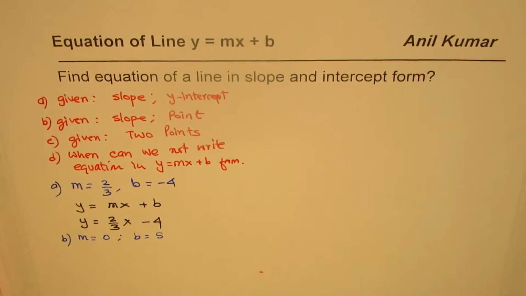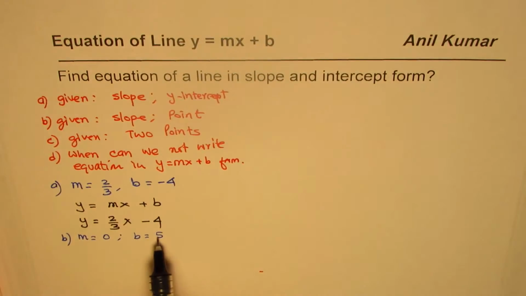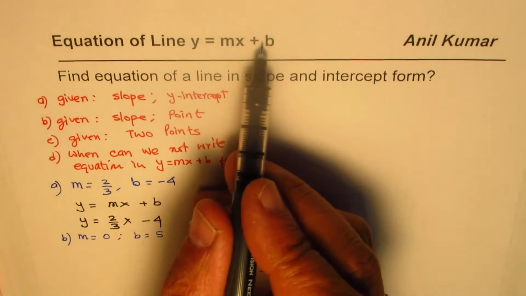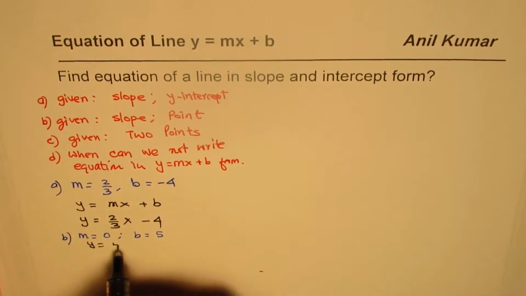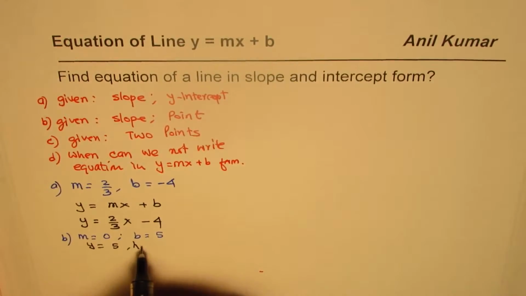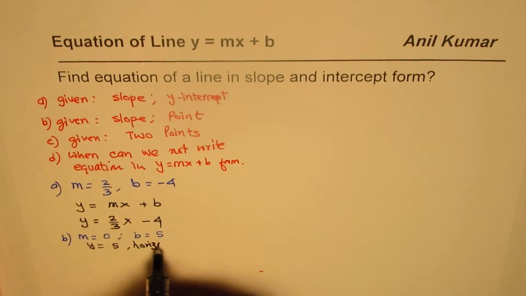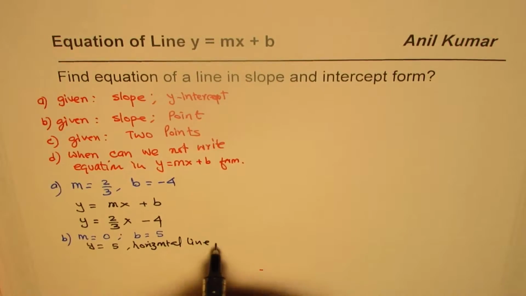In that case, the equation should be what? Okay. If slope is 0, the first term will be 0, y-intercept is 5, so we get y equals to y-intercept, right? So the equation will be y equals to 5. Is it okay? Because this first term is 0. So this happens to be the horizontal line, right? So horizontal lines will have 0 slope, right? So it's a horizontal line.